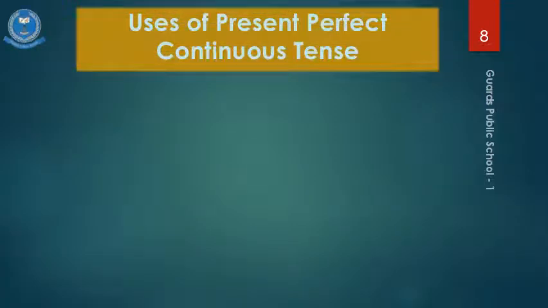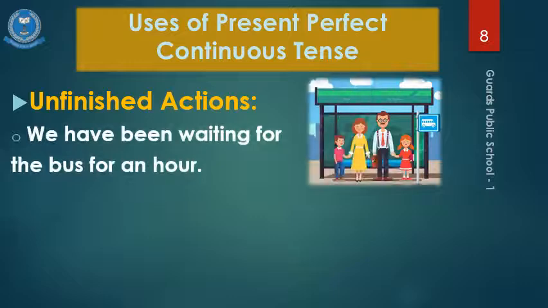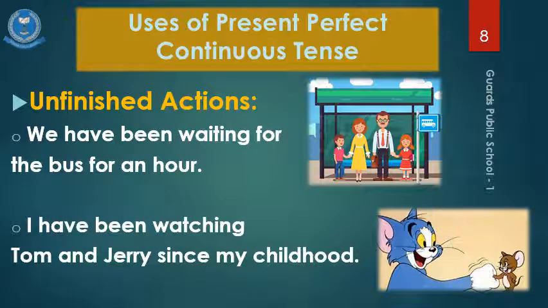Let's discuss the uses of present perfect continuous tense. And the first use is unfinished actions. To say how long for unfinished actions, which started in the past and continue to the present, we often use this with for and since. For example, we have been waiting for the bus for an hour. I have been watching Tom and Jerry since my childhood.